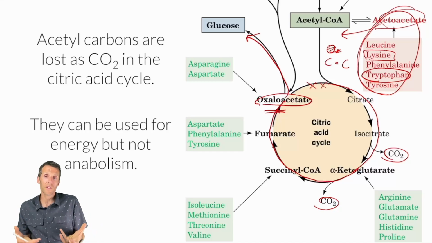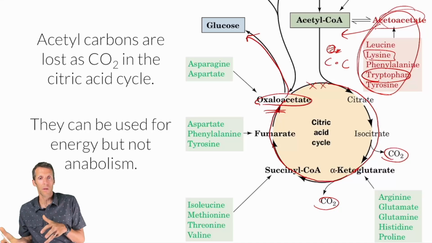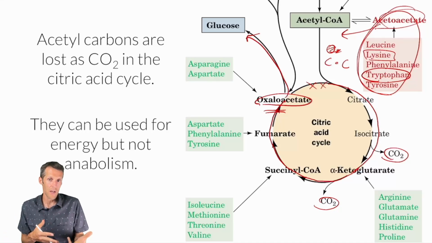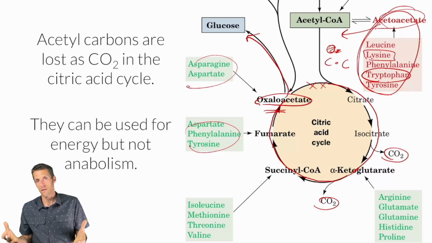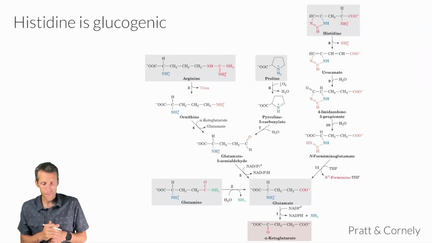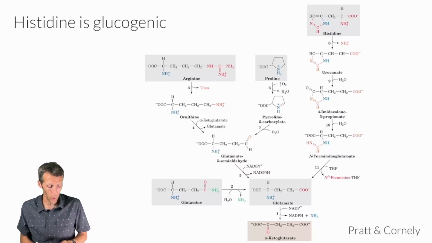So it's really important, particularly when we go into conditions with low calories where we're needing to take amino acids and turn them into sugars, that we have a mixture, or a complement, of the other type of amino acids, these glucogenic amino acids. So what is a glucogenic amino acid? It's one that comes in somewhere besides acetyl-CoA, basically. So histidine, for example, is glucogenic.